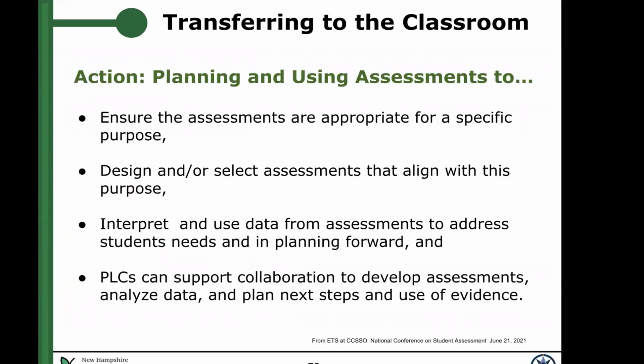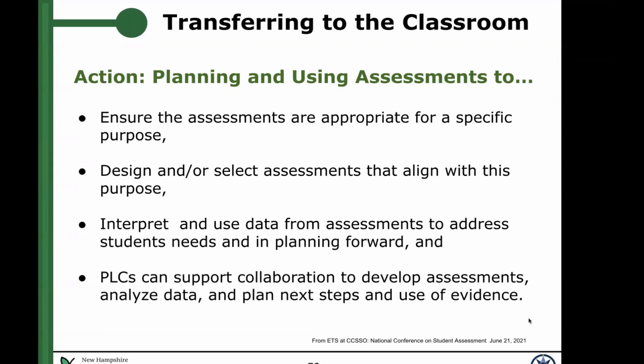So action and planning of using assessments, we want to ensure the assessments are appropriate for the specific purpose we're using them for. You're not going to use the state assessment as your formative assessment in the classroom. We want to design and select assessments that align with each purpose, and we want to make sure we're interpreting and using the data to address what the goal of that assessment was, or the purpose of that assessment was.